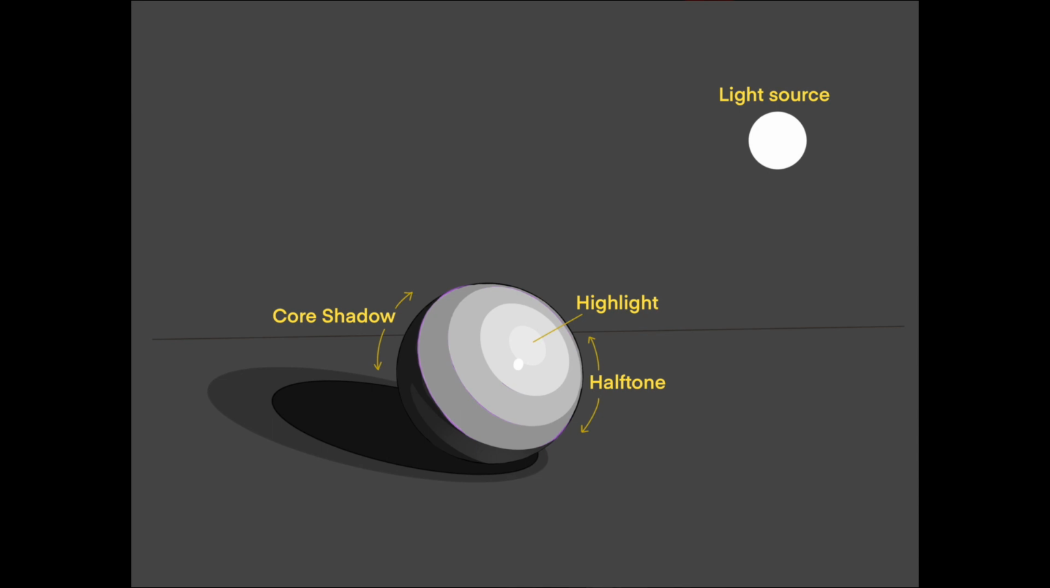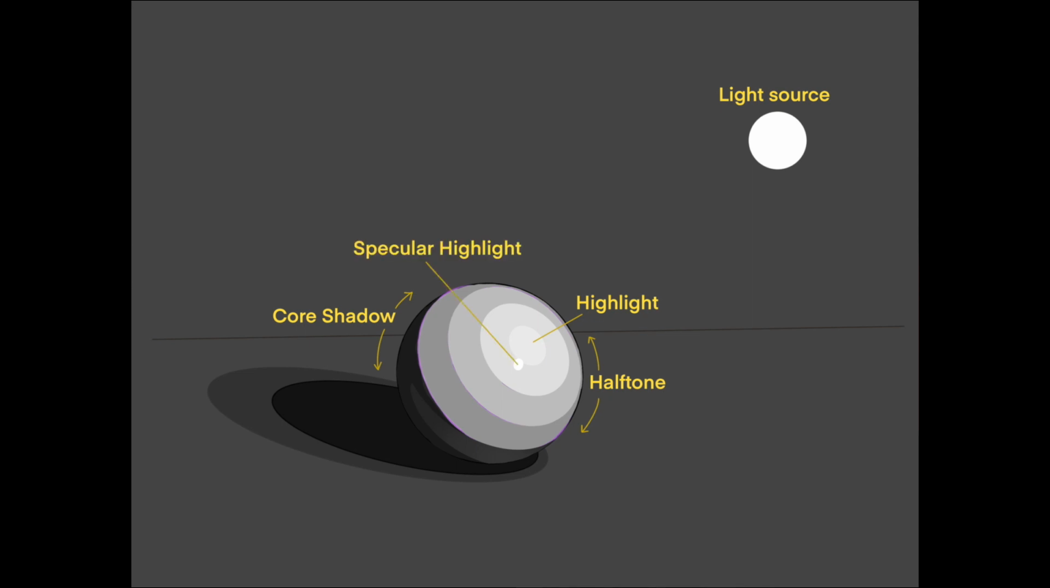Now halftone can be further subdivided. You can have light halftone and you can have dark halftone. As you can see here, the halftone starts to get a little bit darker, or it goes down in value, as it gets closer to the core shadow. On some objects that are able to reflect light, you will sometimes find what's called a specular highlight.